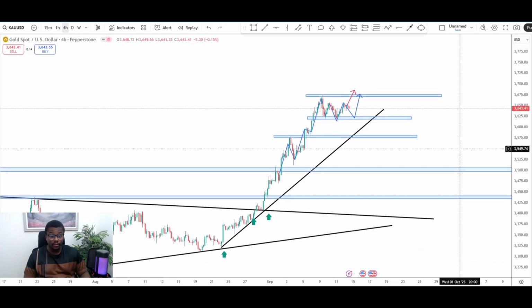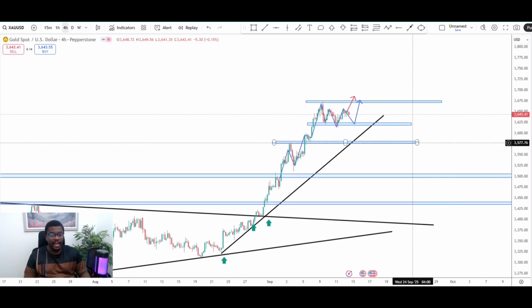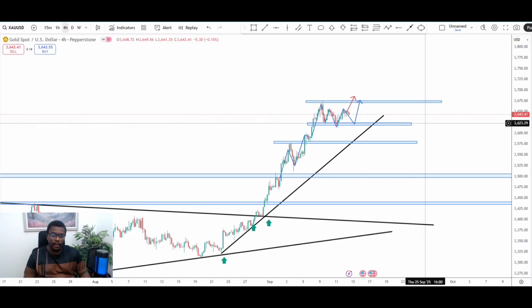I'm just following the trend, identifying key areas and seeing how price reacts to those key areas, whether price breaks those key areas or price bounces off that key area, and that will determine whether or not I will take an entry from there. So essentially, this has been my analysis for the three major pairs: Euro USD, GBP USD, and gold.